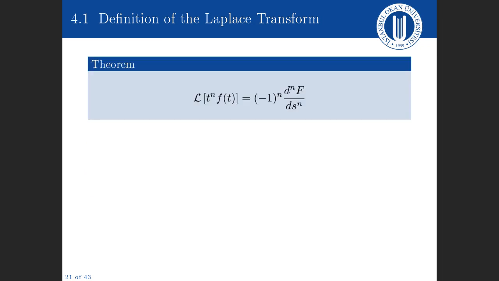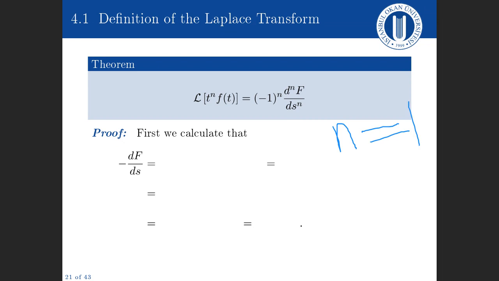Time for another theorem. The Laplace transform of t to the power n, f of t, is equal to minus 1 to the power n multiplied by the nth derivative of capital F. And this is a theorem which I do want to prove. First, I'm going to do it in the case when n is equal to 1.